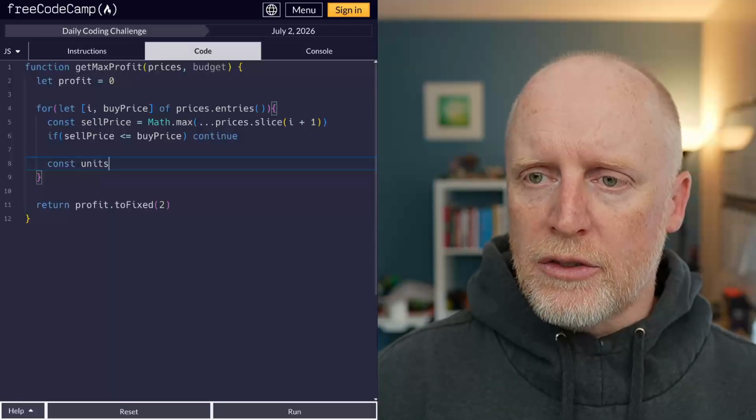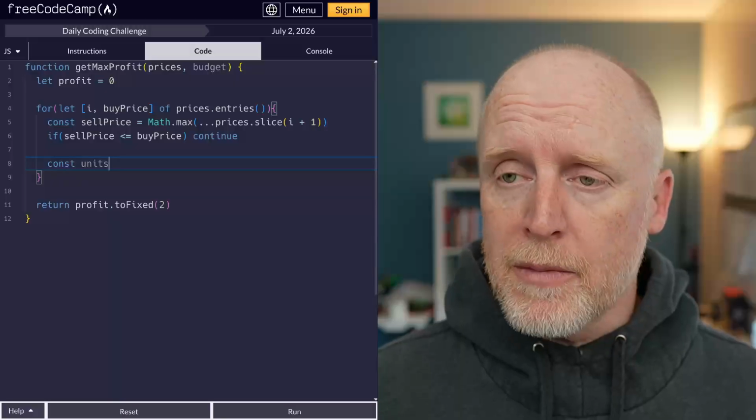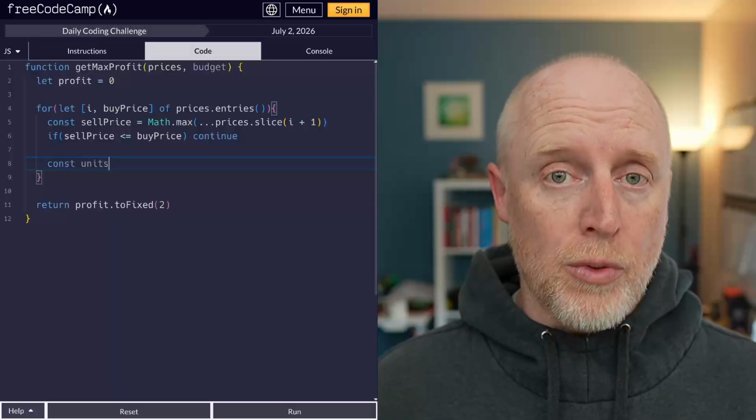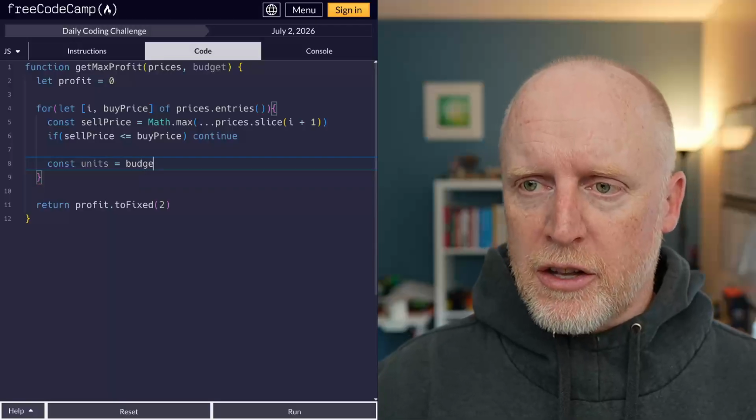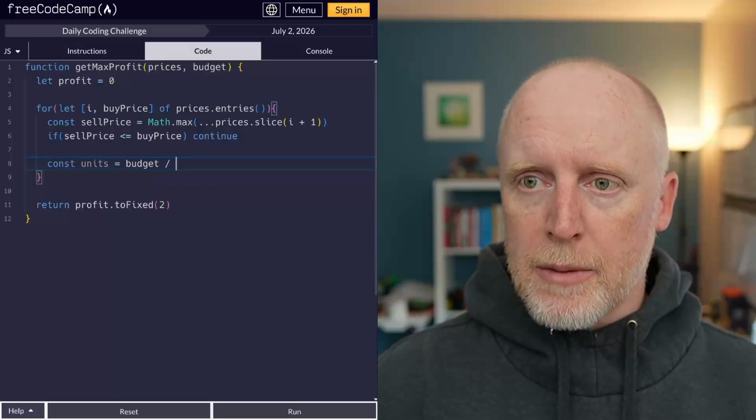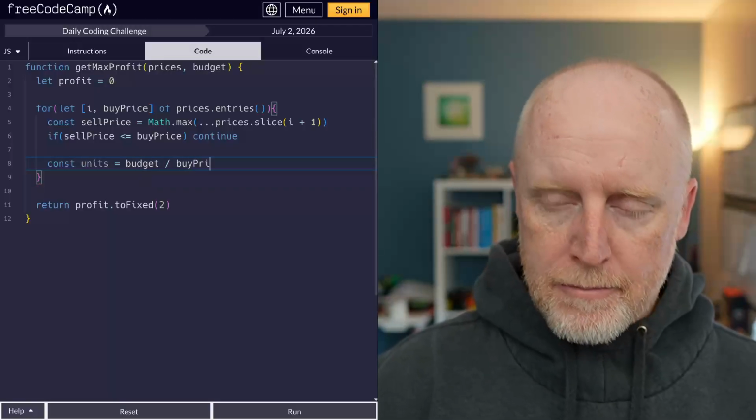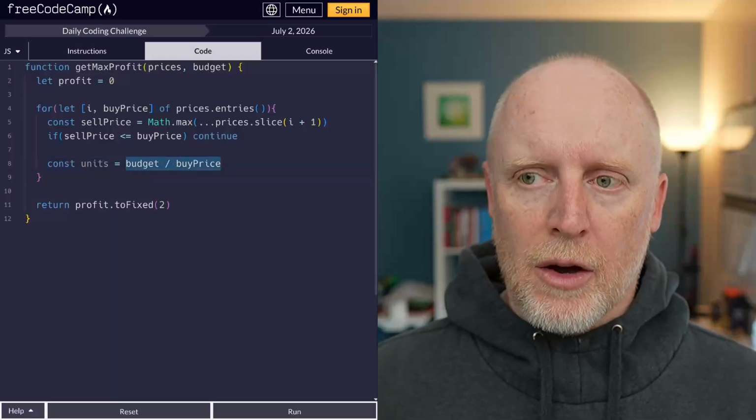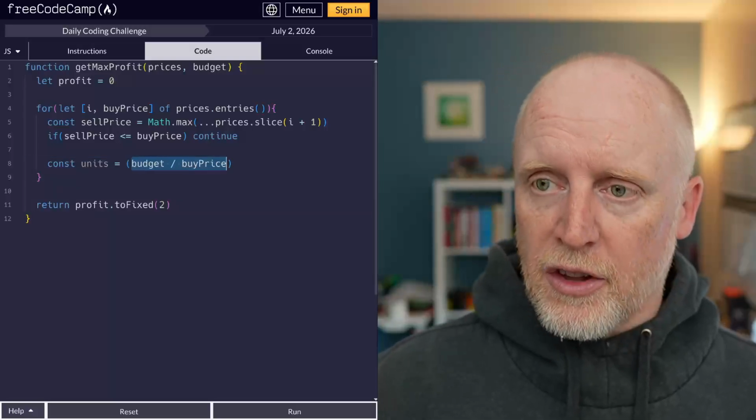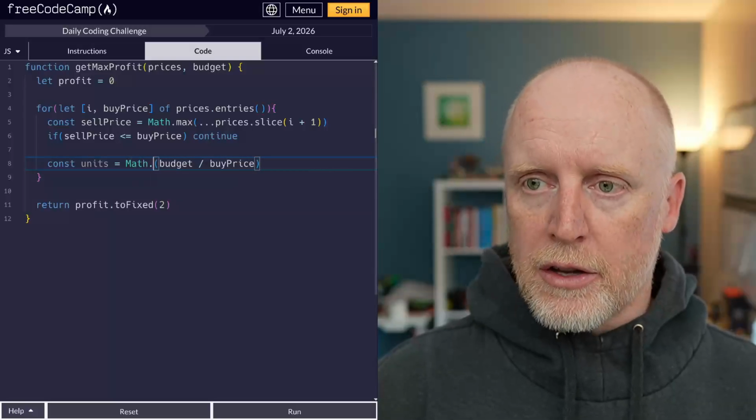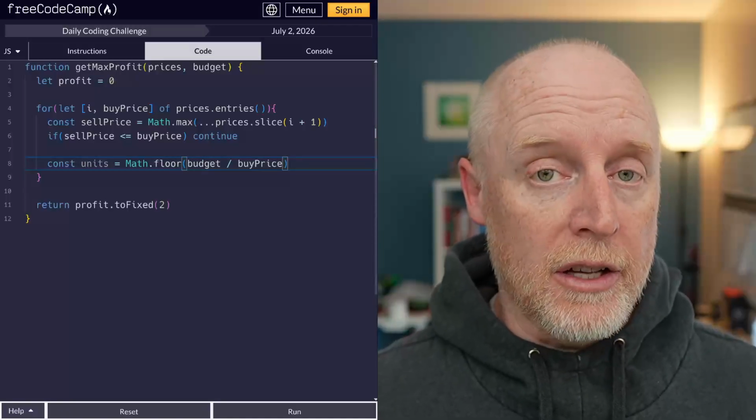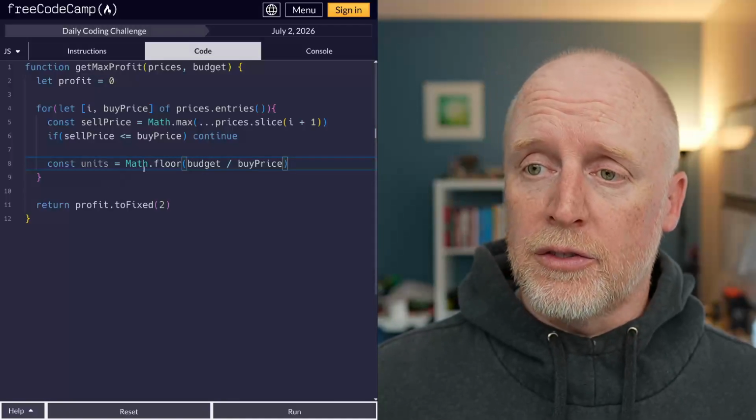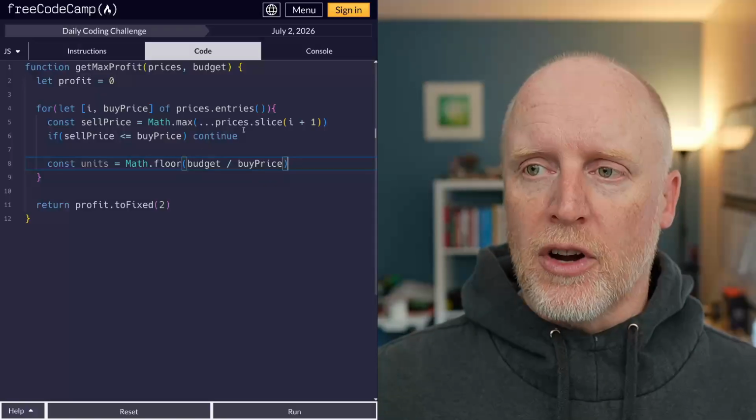So units, you could call that stocks if you want, right? This is the number of stocks, the units, okay? And that is going to be the budget. So we're finally bringing the budget in divided by buy price, okay? Just like this. We can't do partials, at least not today. So we're going to go math.floor to ensure that we get an actual number that is real, right? We can't go more because our budget doesn't allow for it.